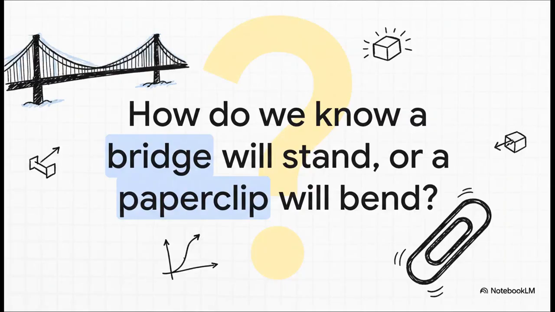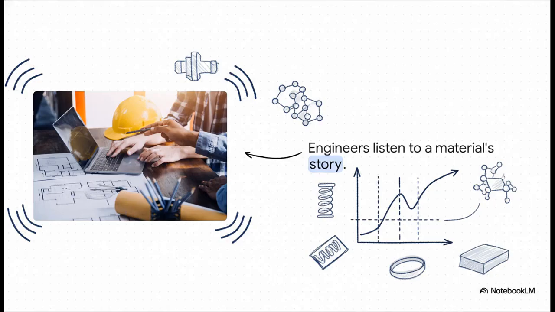I mean, think about it. How are we so confident that a massive bridge will hold up traffic, or that a simple paperclip will bend just the way we want it to? Is it all just a big, educated guess? No way. Engineers don't guess, they listen. They have this incredibly powerful tool that lets them hear exactly what a material is capable of and how it's going to act under pressure. And that tool is the stress strain diagram.